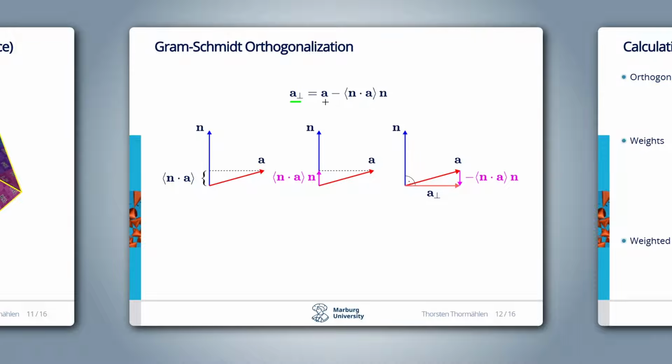Orthogonal a equals a minus an offset vector. This offset is the dot product of n and a, which gives a scalar factor, multiplied by the vector n. As shown in the figure, the dot product of a and n gives the length of the projection of a onto n. Multiplying the dot product of n and a by vector n results in a vector of that length in the direction of n. Subtracting that vector from a gives the orthogonal a.